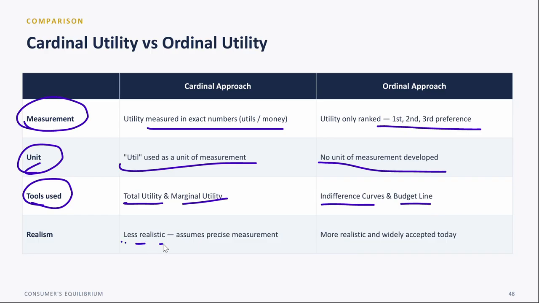Realism: the cardinal approach is less realistic because it assumes precise measurement, right? And the ordinal approach is more realistic and widely accepted today, right? Because there were a lot of economists who thought that utility is a psychological phenomenon and it cannot be measured in quantitative terms. Therefore, this ordinal approach was considered more practical and widely accepted.